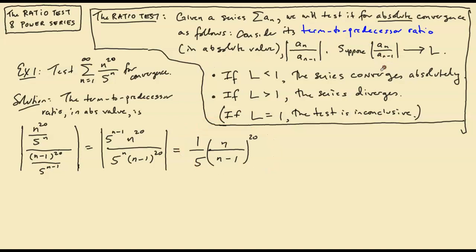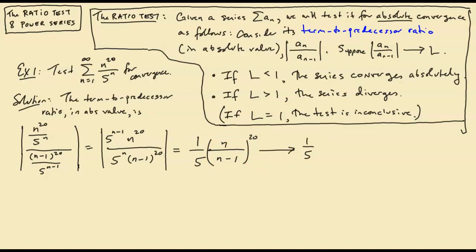And now we need to consider its limit as n goes to infinity and see if it is a constant. Well, how about it? The 1/5 just sits there when we take a limit. But this stuff, of course, approaches 1 as n goes to infinity. So that means this whole thing approaches 1 because we've got 1 to the 20th power. So the entire thing approaches 1/5 in the limit.